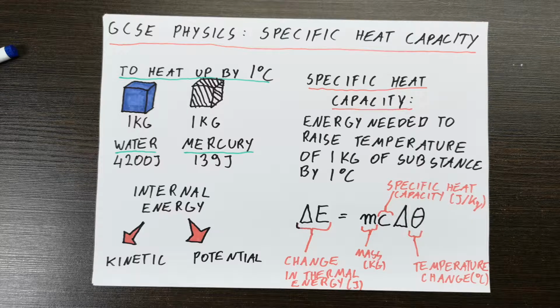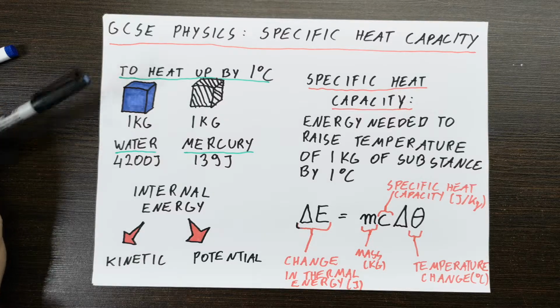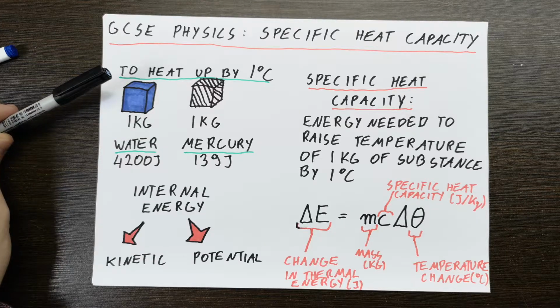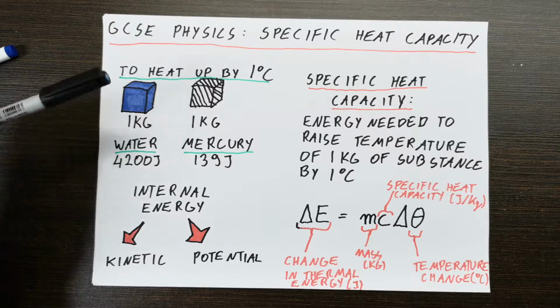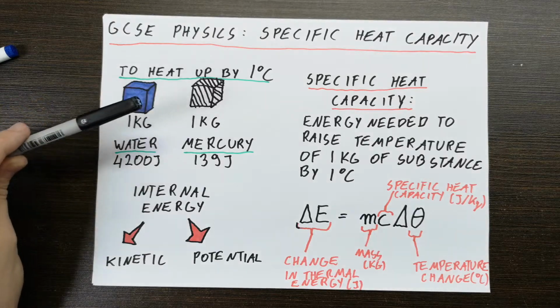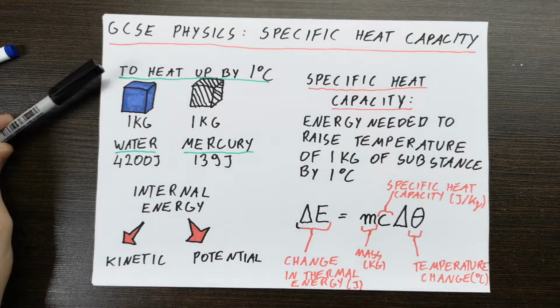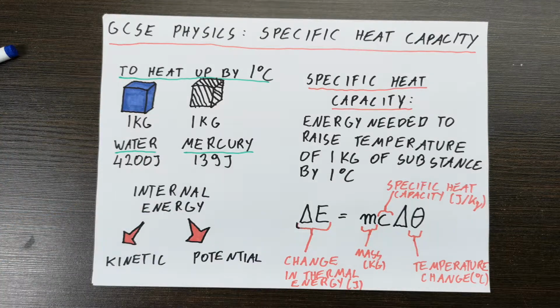Now, first of all, let's notice this, that in order to heat up 1 kilogram of water by 1 degree Celsius, we require 4,200 joules of energy. Now, to heat up 1 kilogram of mercury by 1 degree Celsius, we only require 139 joules. So, that essentially demonstrates that different objects have different heat capacities.